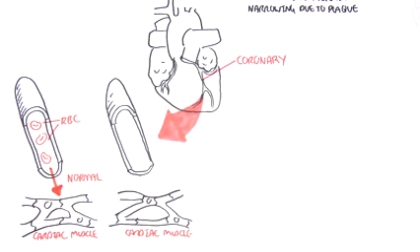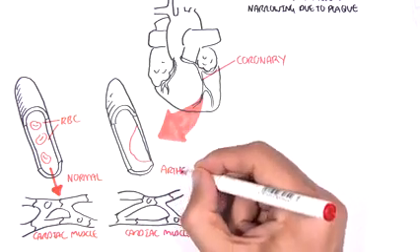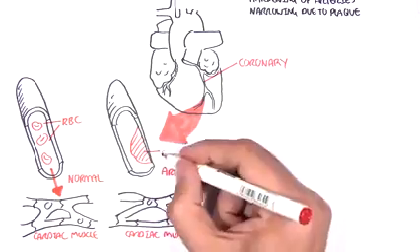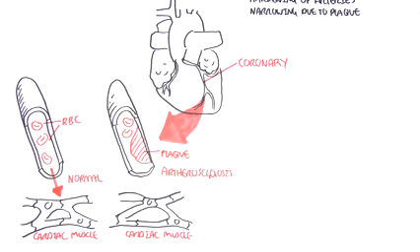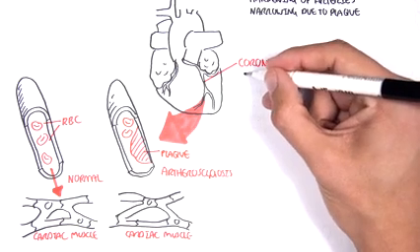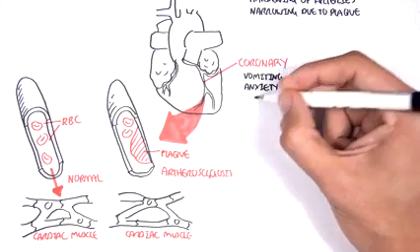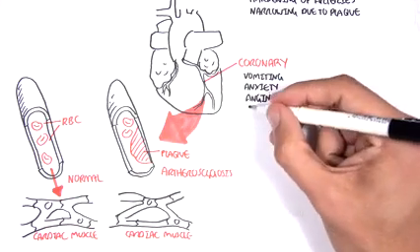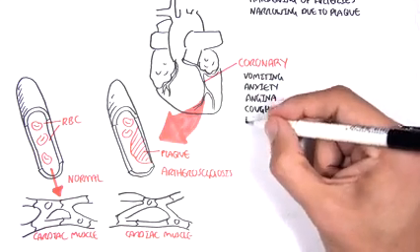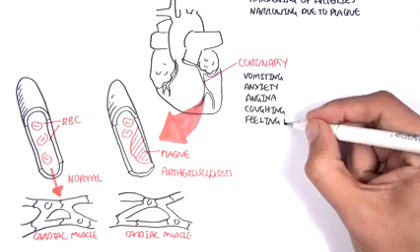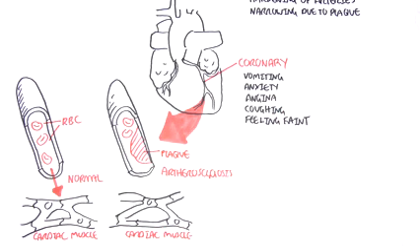However, in an atherosclerosis scenario, there is plaque formation. Blood can't be delivered properly to the heart, so there is reduced blood flow, and as a consequence the cardiac muscle cells are deprived of oxygen. Symptoms of atherosclerosis in the coronary arteries include vomiting, anxiety, angina, which is pain in the chest area, coughing, and feeling faint.